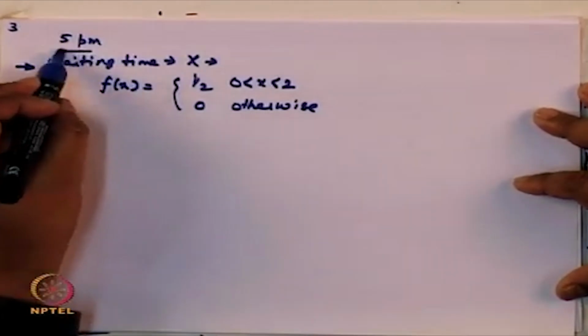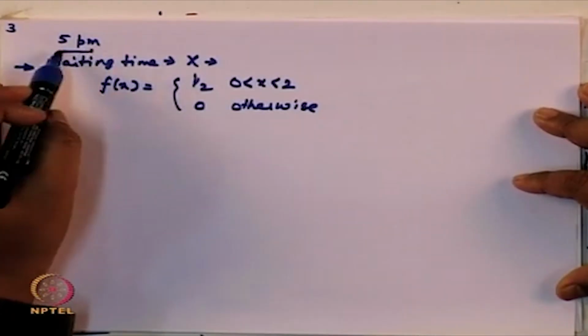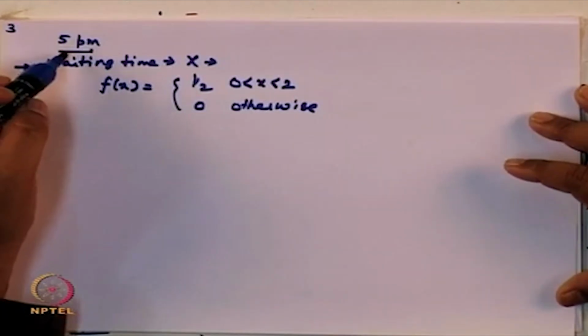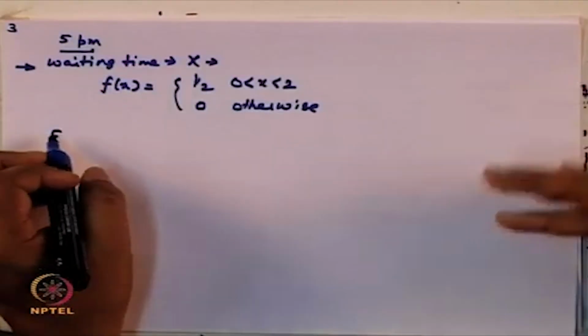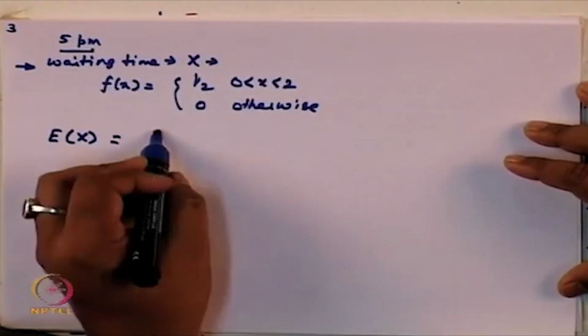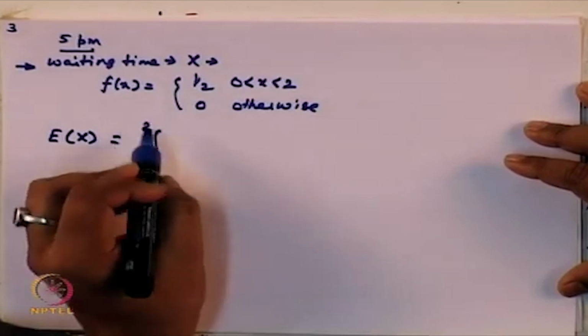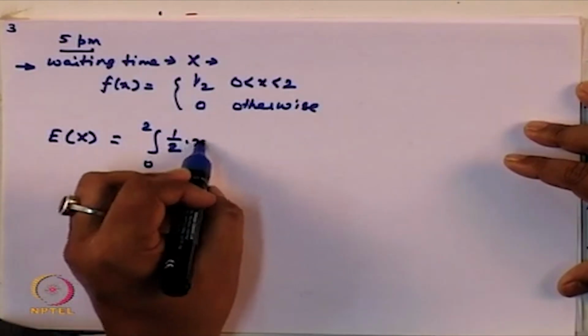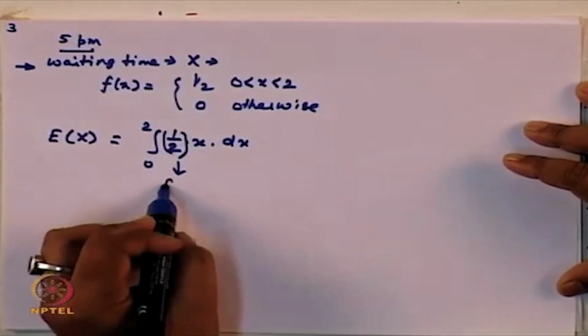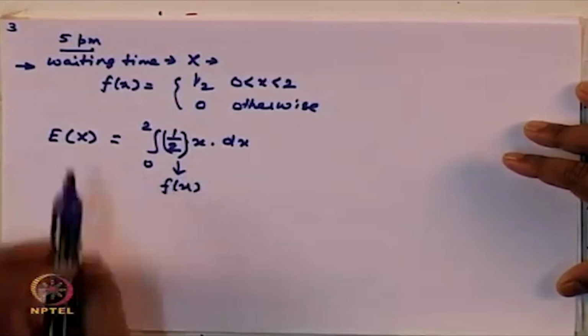Okay. So, you ideally expect the envelope, or whatever you are waiting for, to arrive at 5 p.m. Now, on an average, how long do you have to wait? That is the question. Okay. So, how do you do this? When you say average expected wait time, it is nothing but the expectation of x, and this I can write as the integral from 0 to 2 of half into x dx. So, half is your f x, and x f x dx is nothing but the expectation.